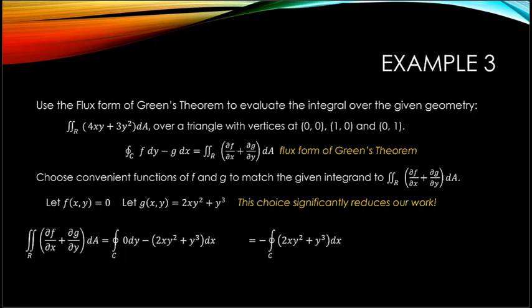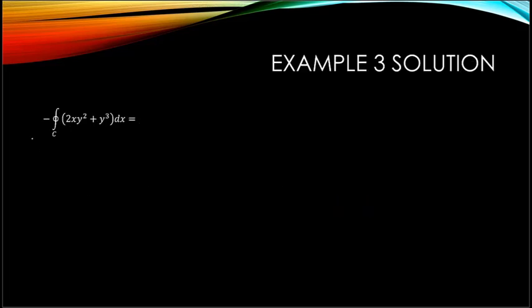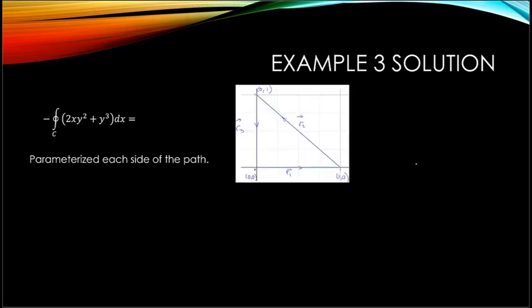Now I need to parameterize my path. So my line integral over the path C is negative the line integral over C of the integrand 2xy squared plus y cubed dx. I am going to parameterize each side of the given triangular path. The first thing is to draw a sketch.